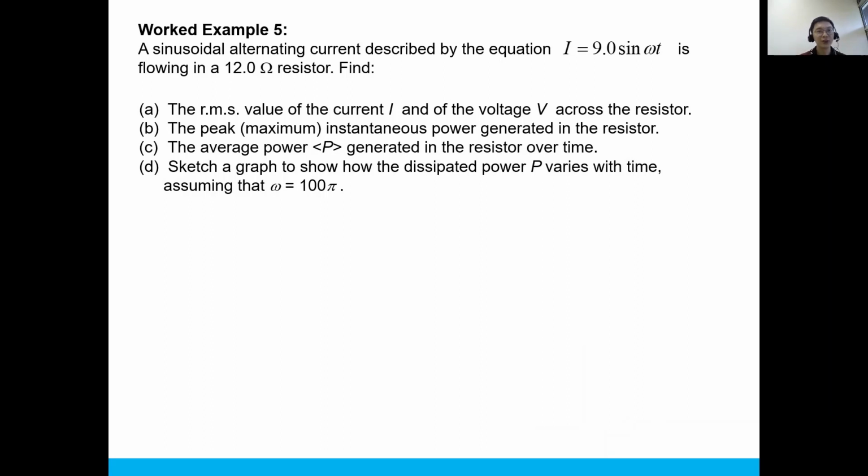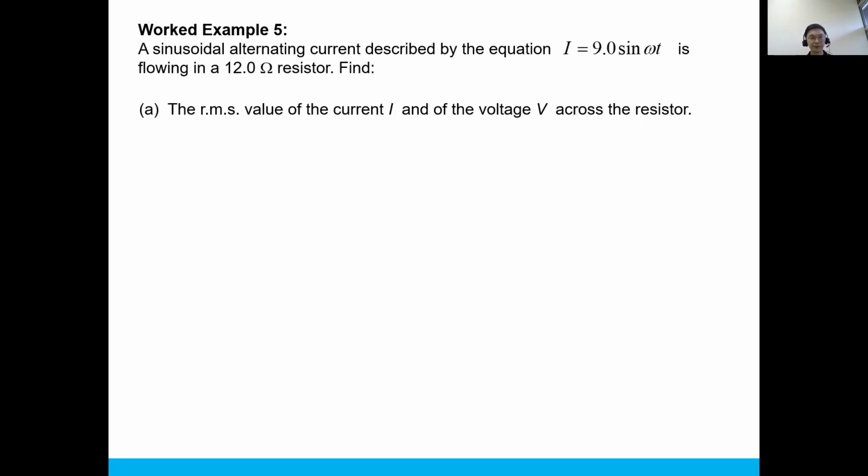Next, let's look at worked example 5, something a bit more technical. A sinusoidal current described by I equals 9 sine omega t is flowing in a 12 ohm resistor. We are asked to find parts A to D, which is quite long: the root mean square current I and the voltage V across the resistor, the peak instantaneous power in the resistor, the average power, and then we are asked to sketch the graph.